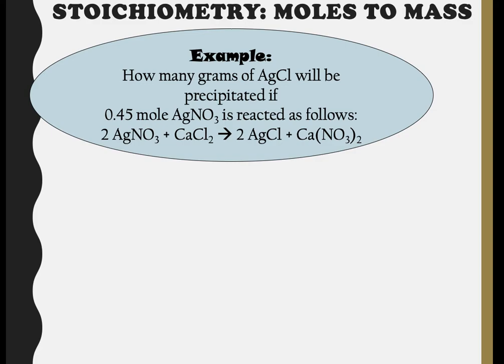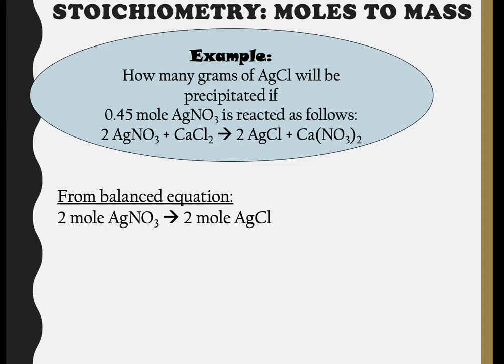So let's look at an example of going from moles to mass. Here I want to figure out how many grams of silver chloride will be made if I have 0.45 moles of silver nitrate. So I have two different compounds here. When I know that I'm converting between compounds, I need the mole ratio. But I'm also trying to solve for grams, so that's going to tell me I'm going to need the molar mass as well. And since I only want grams of the silver chloride, that's what I need the molar mass for.